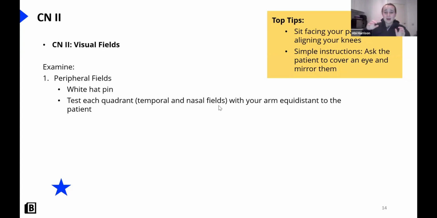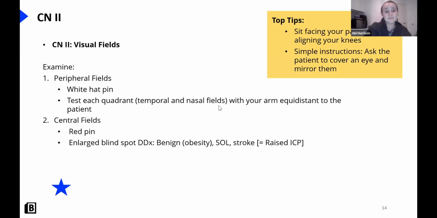So you're trying to map out where the patient can't see, and you're trying to picture what their vision looks like in relation to the diagram that we'll go through on the next few slides.